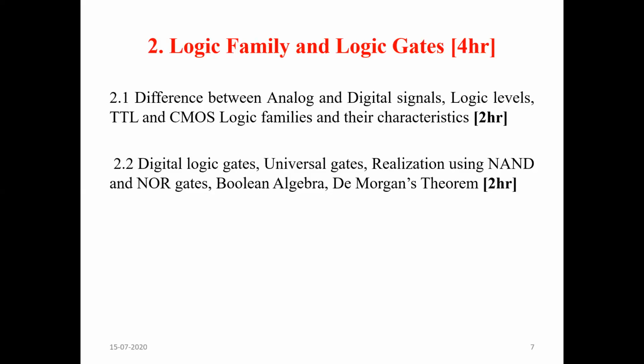The second part of your 2.2 is Boolean algebra and De Morgan's theorem. I don't know whether you have studied it in school, but here you will study algebra. Some formulas are there, like what will A into A be, what will A into 1 be, A into 0. Initially it looks simple, but then there are many such formulas. So you have to remember those particular formulas.